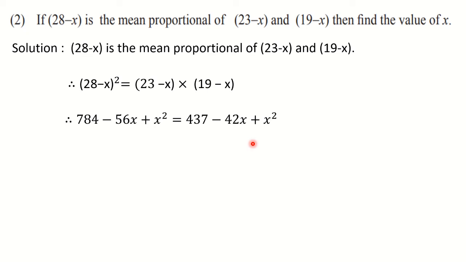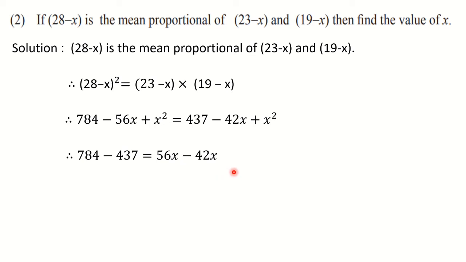Then the next step, we have to equate the like terms on either side. So what we are doing here is this 437 we are shifting to LHS. At the same time minus 56x we are shifting to RHS. So what is our step? 784 which is present on LHS. This 437 that was positive, so if we change the side, it is going to become negative. Then this minus 56x we are taking to RHS, so it is going to become positive. And this minus 42x as it is.